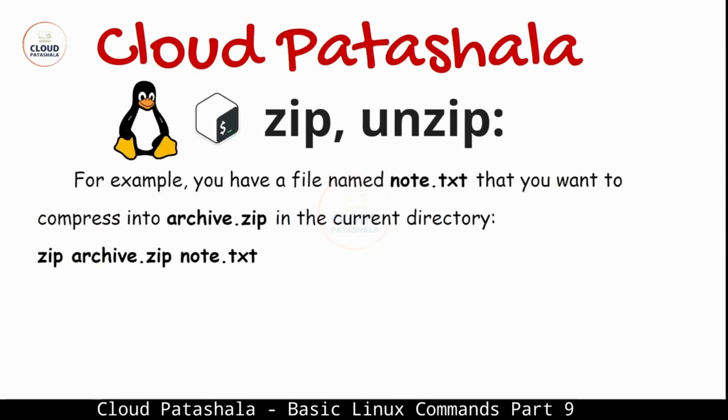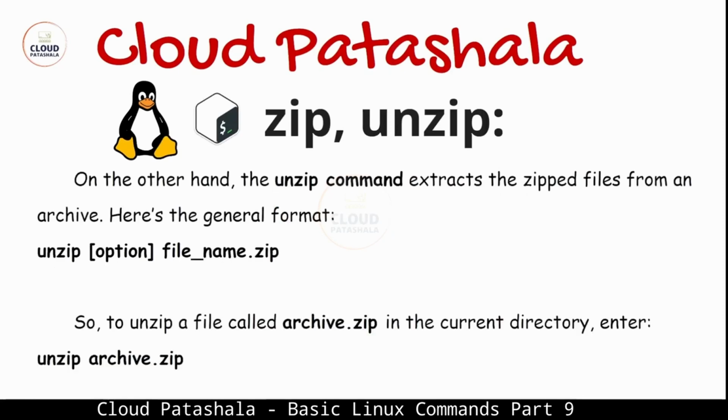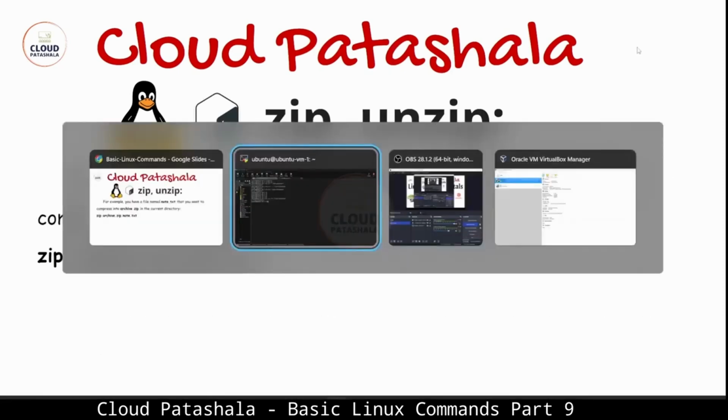So, for example, if you have a file named node.txt and you want to compress that into archive.zip, all you have to do is provide zip, the new file name or the zip file, that is archive.zip, and then you give the actual file that has to be zipped, that is node.txt. Let's look at an example for this.